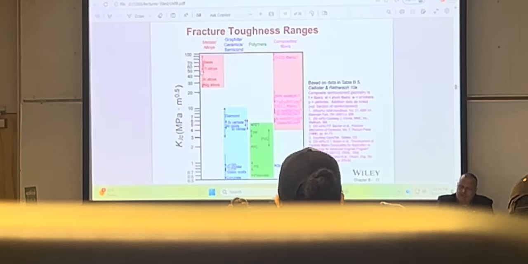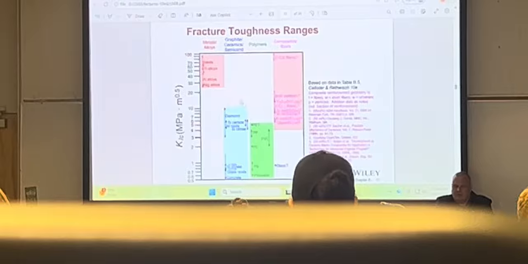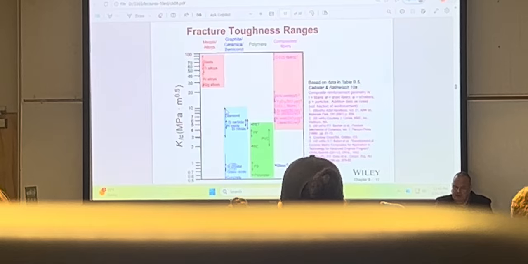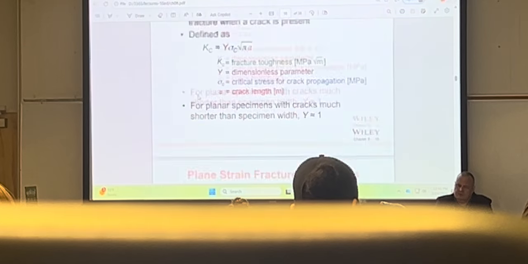Okay, these are the values. You can see that for metals, they're pretty high. They can go up to 100 megapascals times the square root of a meter. For ceramics, they're very low, up to 10 megapascals times the square root of a meter. Composites and polymers are also low. You can rip them relatively easily. Does everybody understand this formula?